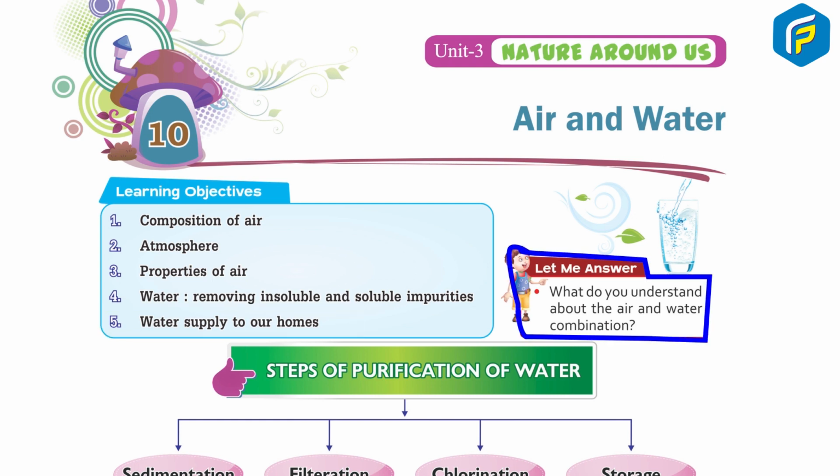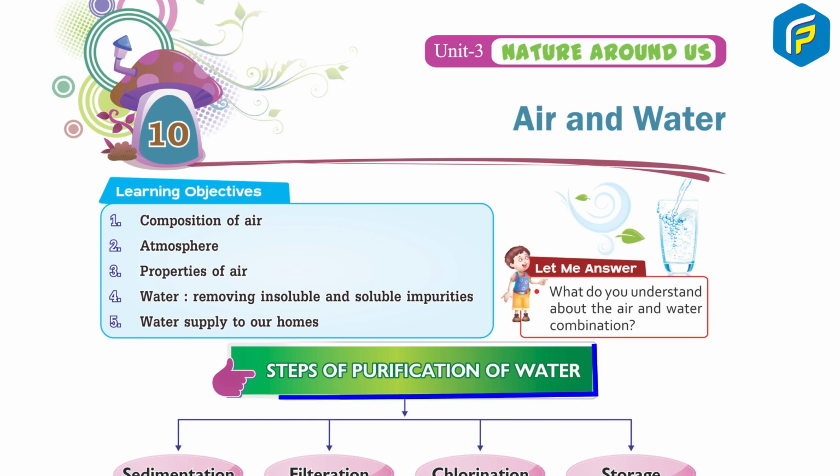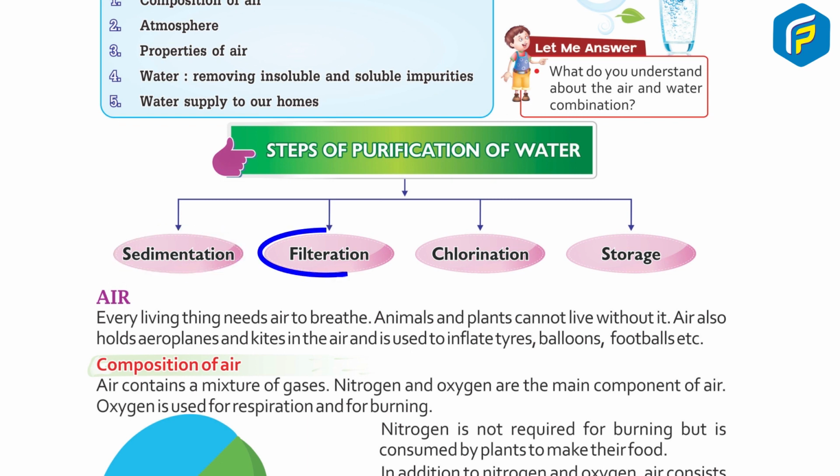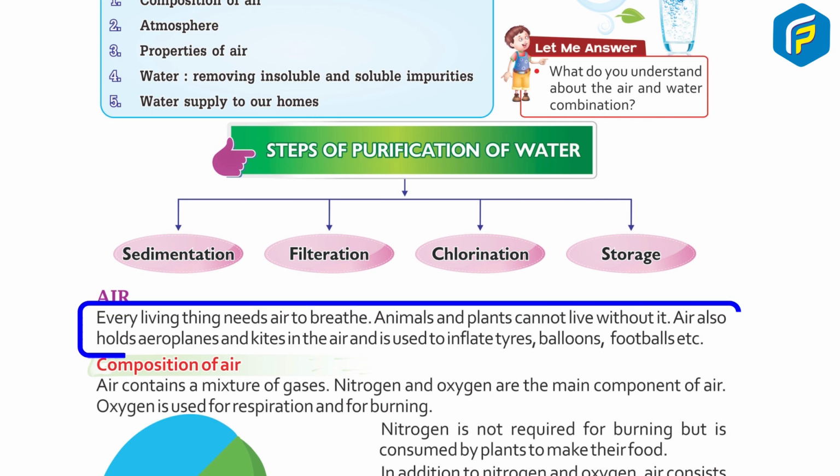Let me answer. What do you understand about the air and water combination? Steps of purification of water: sedimentation, filtration, chlorination, storage. Air. Everyone, living things need air to breathe. Animals and plants cannot live without it. Air also holds aeroplanes and kites in the air and is used to inflate tires, balloons, footballs, etc.